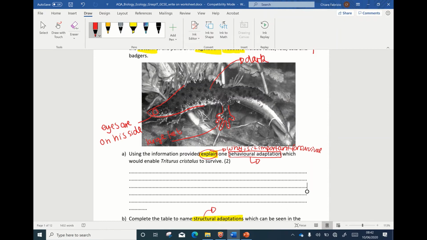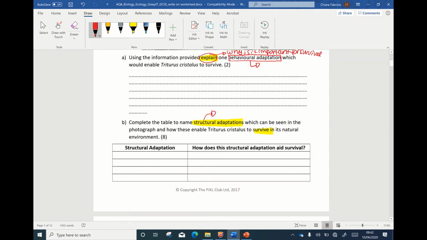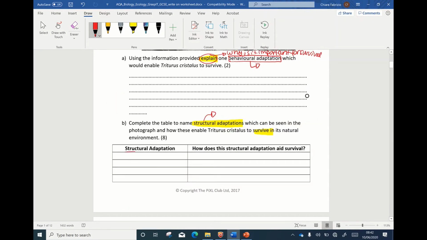So look at his environment. So if you can see anything else, it's up to you to write about it. So write down what the structural adaptation is and how it helps it to survive. Okay, so this is 8 marks. So I would suggest 8 minutes, 1 minute per mark.